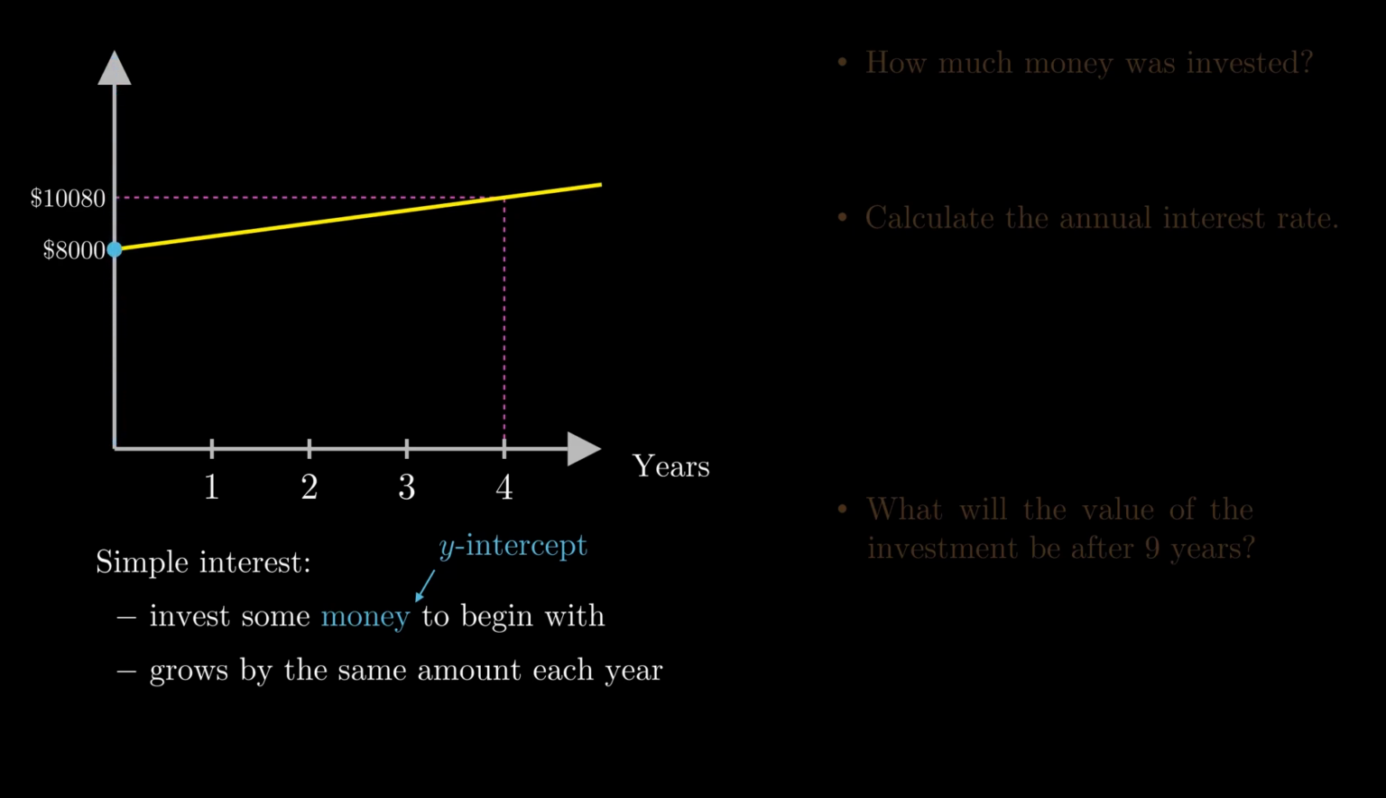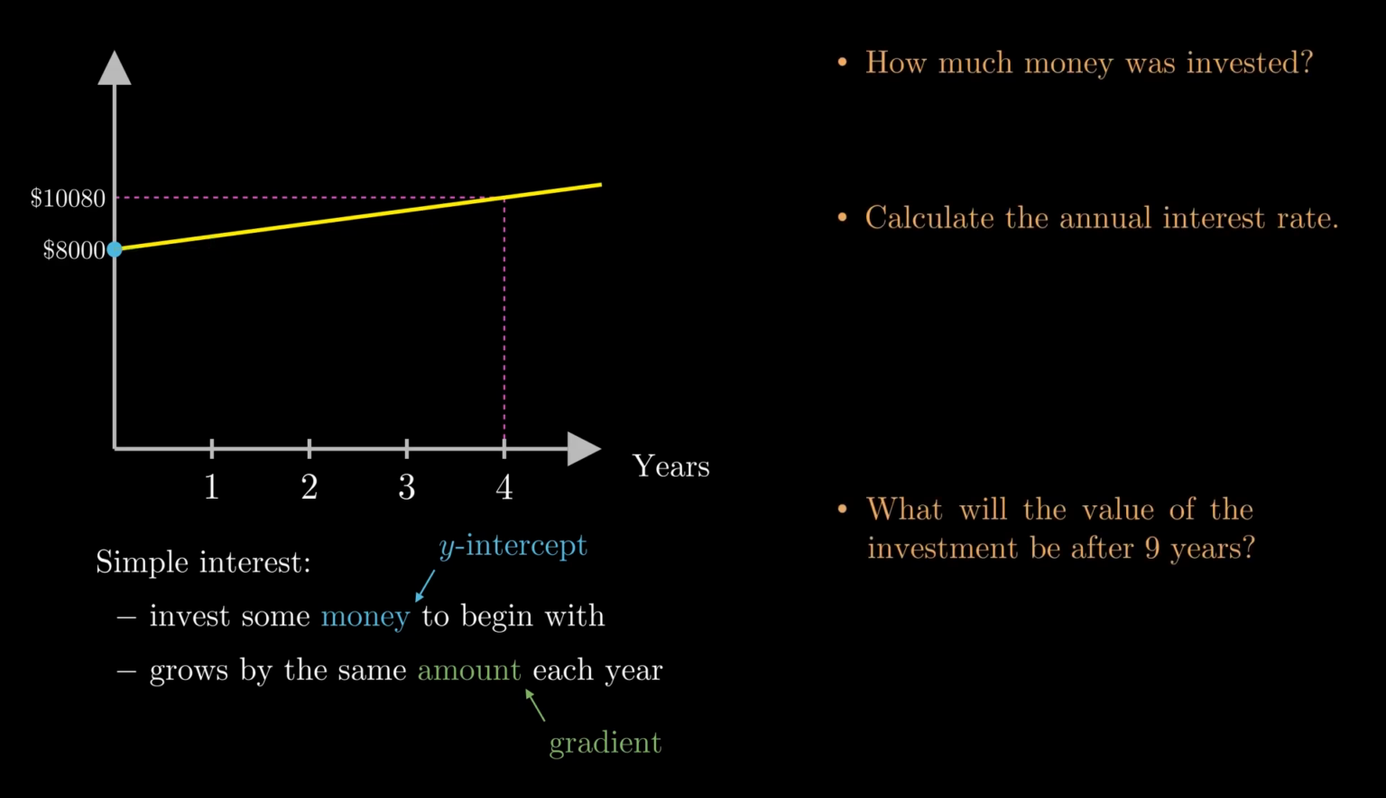Then the second thing, the same constant growth year after year, is exactly what a gradient does, right? When you go across by 1, which on the graph just means each year that passes, we're asking how far up do you go? So how much money do you earn each year? So if we understand this relationship well enough, we should be in pretty good shape to answer the questions now.